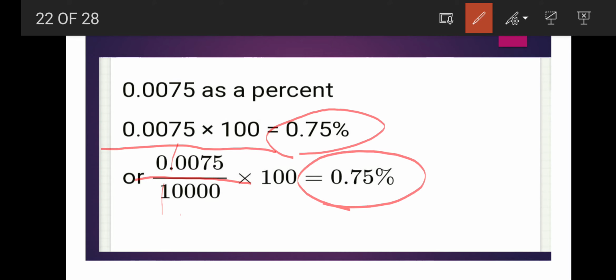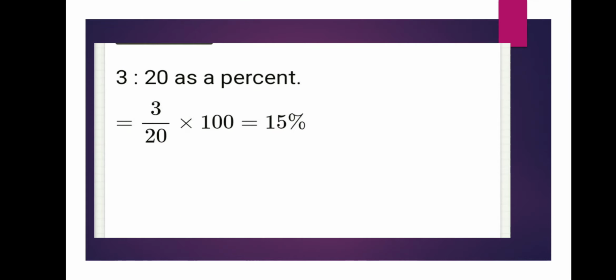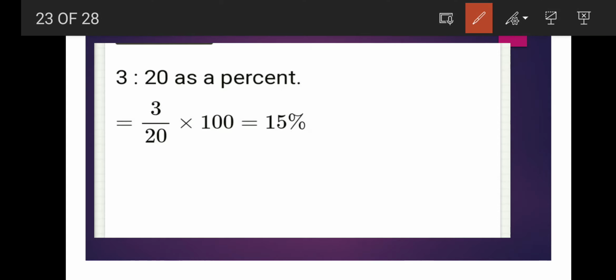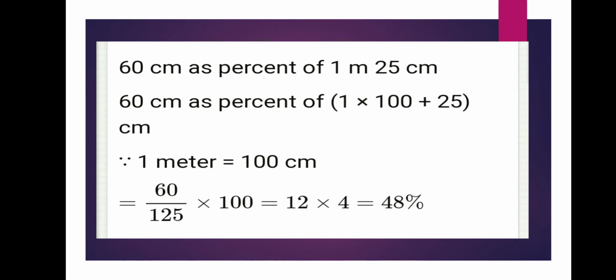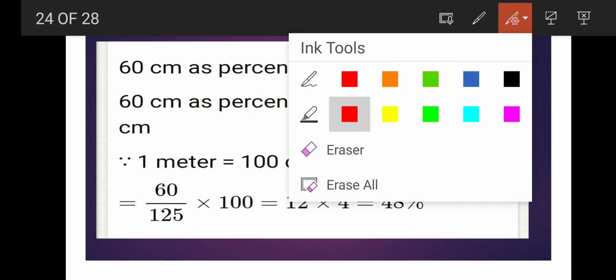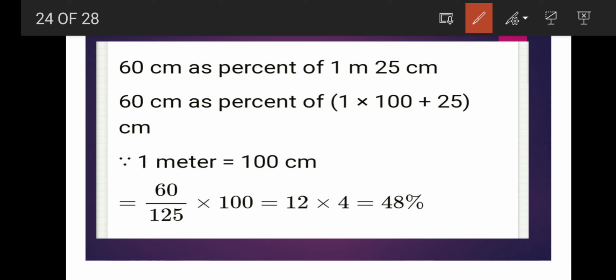Okay. Now next is 3/20 as a percent. So 3/20 means 3 by 20 into 100. Simply multiply the given number with 100, and when you do the calculation, you will get 15. How? 20 5s are 100. So 3 into 5, 15% is the answer. Clear? Wow, very good.